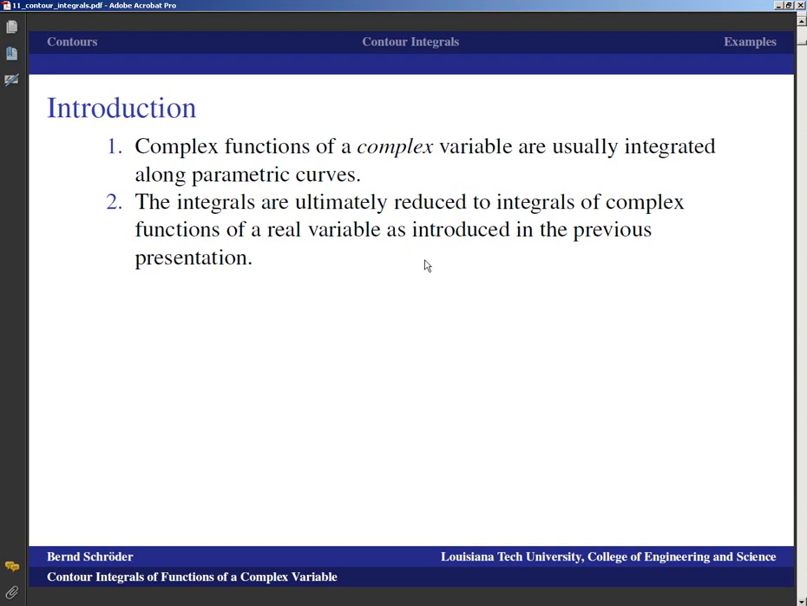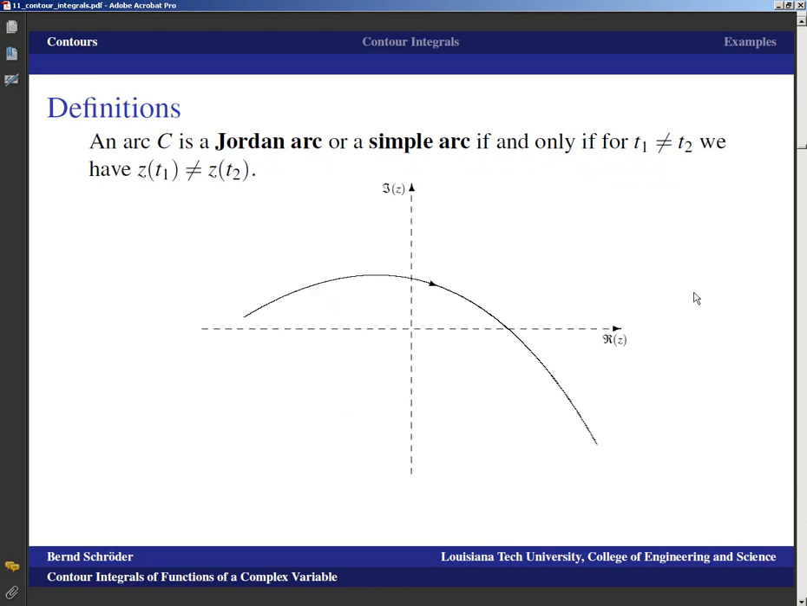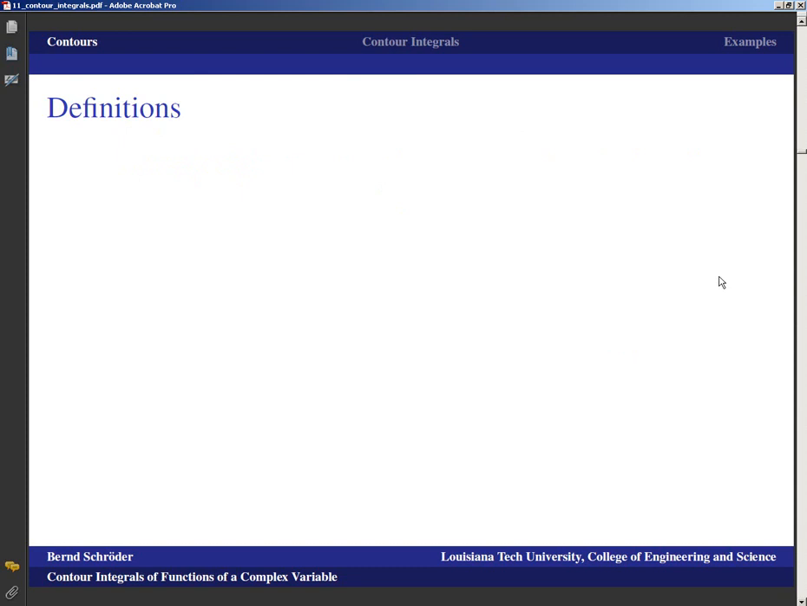And an arc is called a Jordan arc, or a simple arc, if and only if for t1 not equal to t2 we have z of t1 not equal to z of t2. You remember in the previous picture, those loops, basically the curve intersected itself. In a Jordan arc, you don't have these self-intersections. You just go from the starting point to the ending point, and you don't have anywhere where the curve comes to the same point twice.